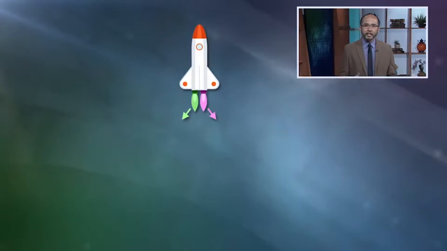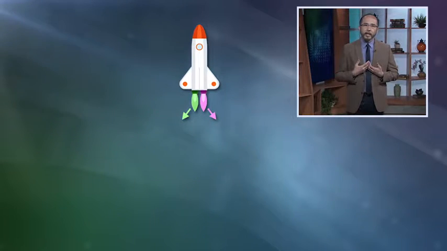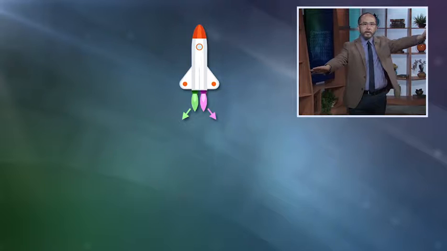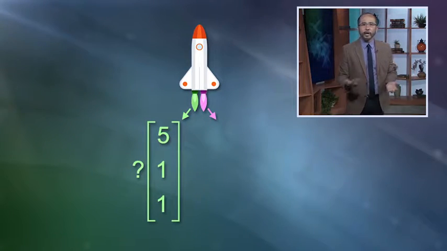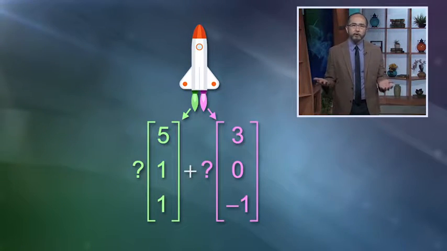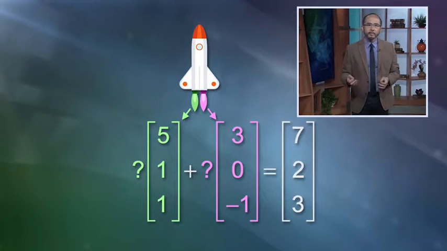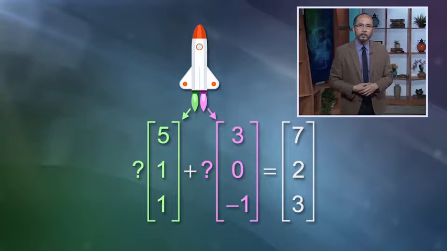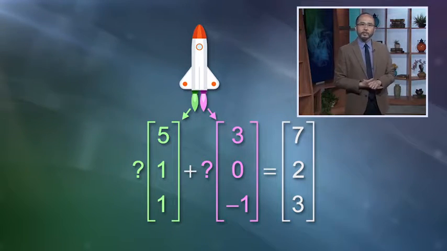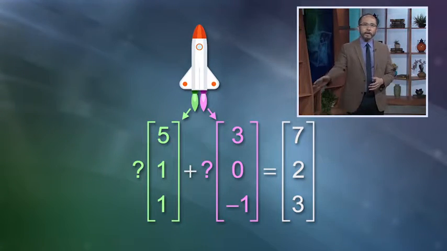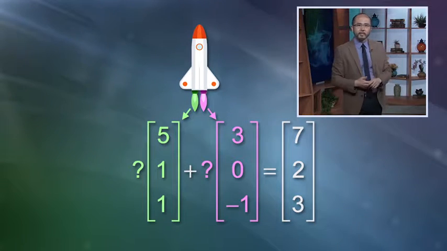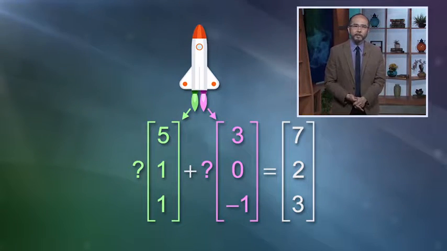Often it's not so obvious whether a given vector is a linear combination of a set of vectors. For instance, what if I'm piloting a spaceship that sits at the origin and I have two thrusters that can propel me in two directions? Let's say 5, 1, 1 and 3, 0, -1. I want to know if I can reach the point 7, 2, 3. Do you see that this is really asking the question, does a linear combination of 5, 1, 1 and 3, 0, -1 exist that will produce 7, 2, 3?